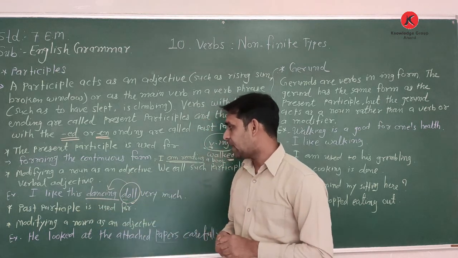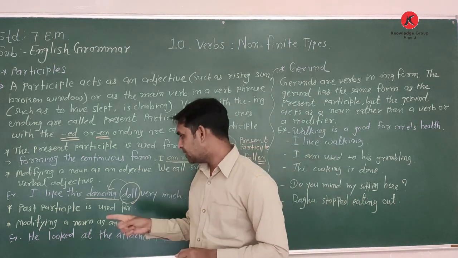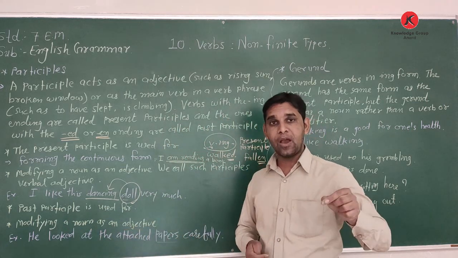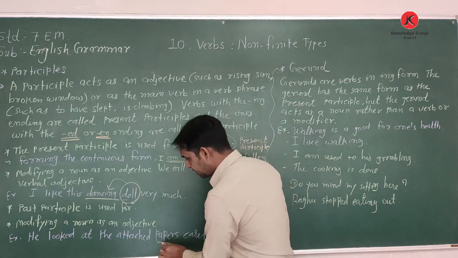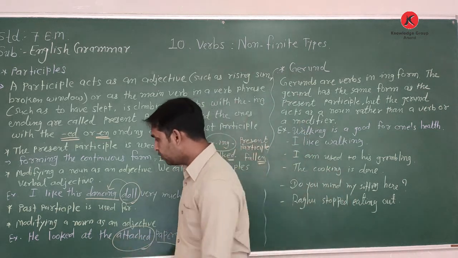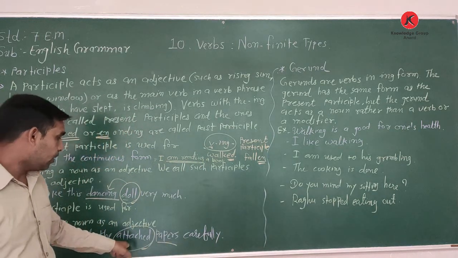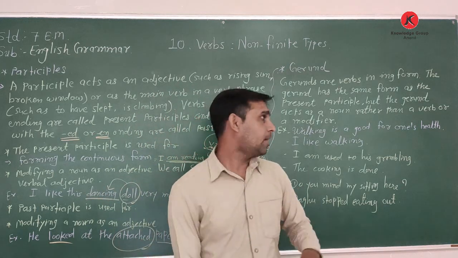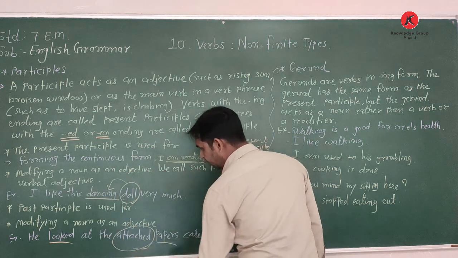Now we come to the past participle. Where is the past participle used? The past participle is used for modifying a noun as an adjective. For example, he looked at the attached paper carefully. Paper is the noun, so attached is used as the past participle. Here the verb is looked, and attach is used as a participle.